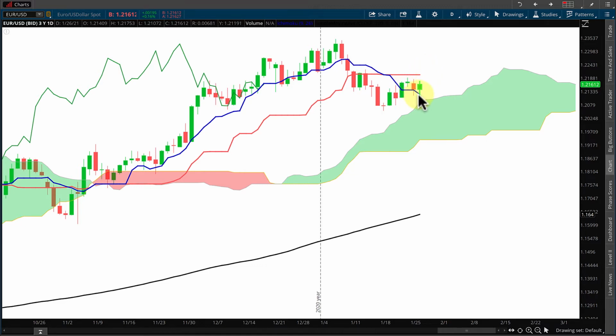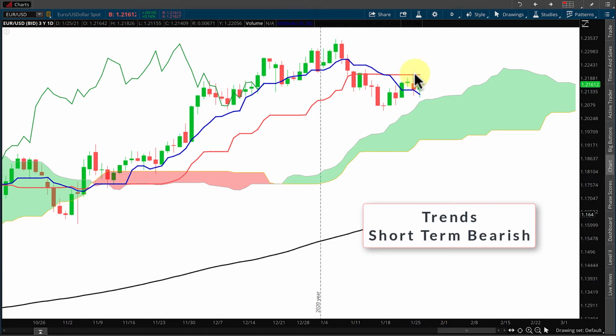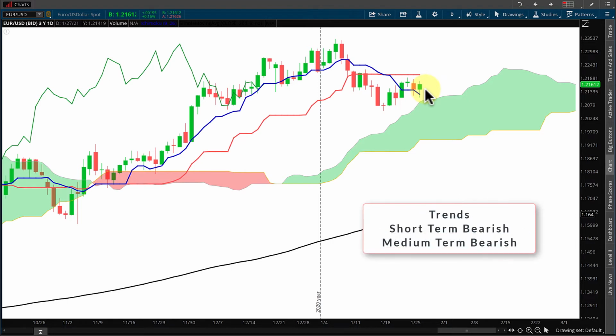Our short-term trend is determined by the red line. When market price is above it, it's bullish. When it's below, it's bearish. We're currently bearish. Our medium-term trend is the blue line to the red line, and right now with the blue line being below the red, our medium-term trend is bearish as well.